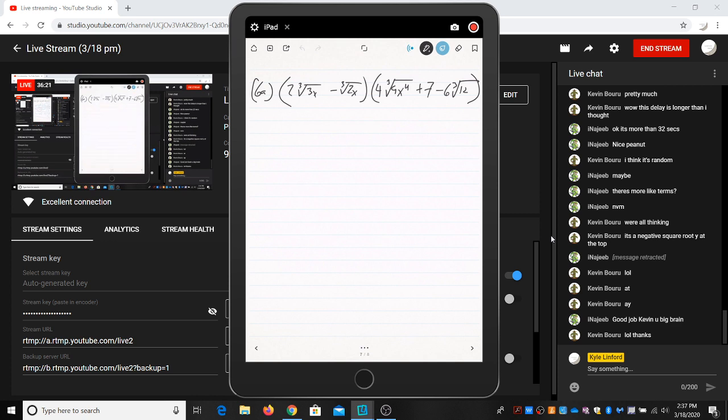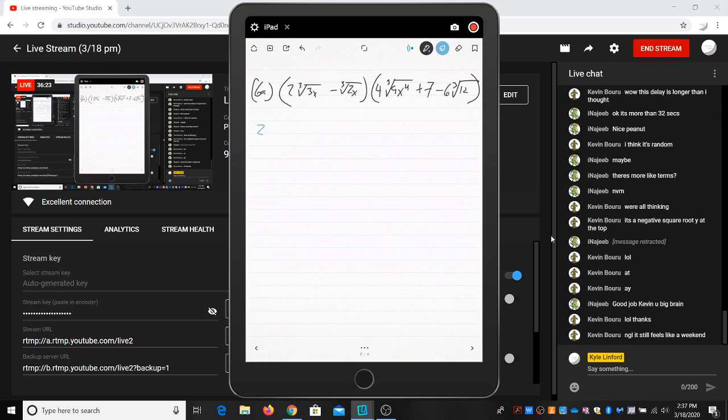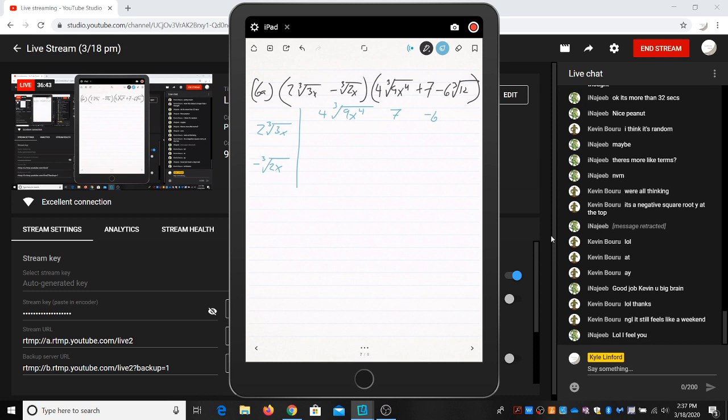All right, let's take 2 and the cube root of 3x, and let's take negative cube root of 2x, and let's put these as the columns: 4 cube root 9x to the 4th, a 7, and a negative 6 cube root 12. Kevin, notice that I'm using the negative here, so we should be good this time.